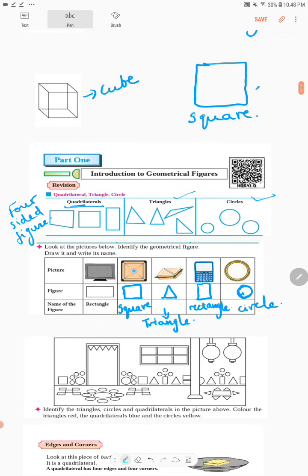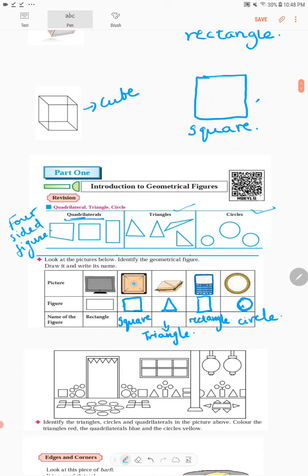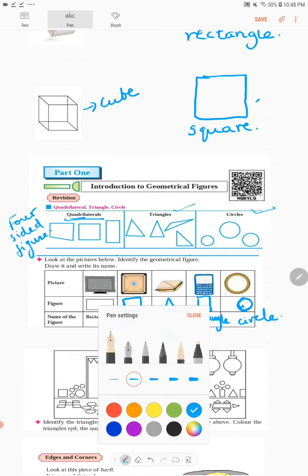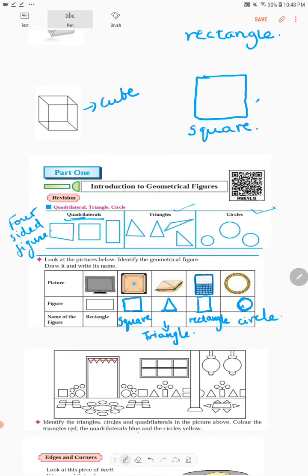Now the next exercise on the same page, it says identify the triangles, circles and quadrilaterals in the picture below. Color the triangles red, the quadrilaterals blue and circles yellow. So whichever triangles you see, you have to color in red. So all the triangles will be red in color. In your textbook you can do this. Very good.